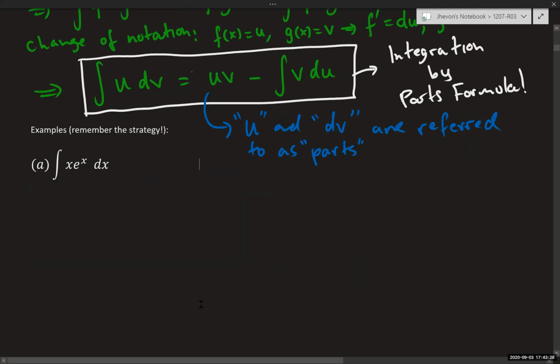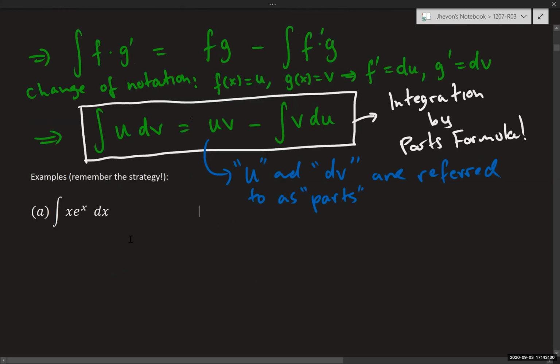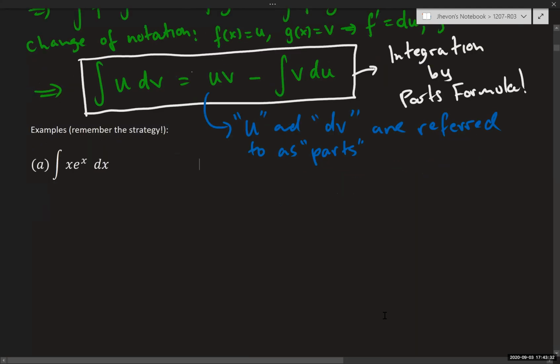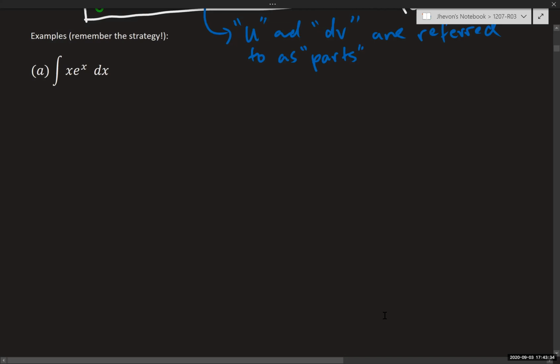Now, okay, so that's the formula, and I'm going to show you how to use it. So in this first example, you guys are going to watch me. I'm going to explain very slowly what I'm doing. Hopefully you guys can catch on, and we're going to do a lot more examples together. But for this first example, I'm going to walk through it.